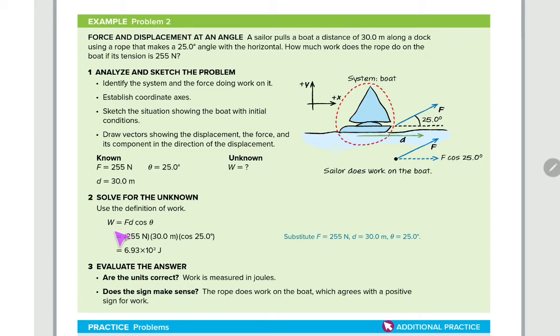We have a law, W equal to F d cosine theta. F we have in the question, which is 255 multiplied by 30 meter multiplied by cosine of 25. So by using the calculator, the final result will be 6.93 times 10 to the power 3 joule. This is the final result for the work.